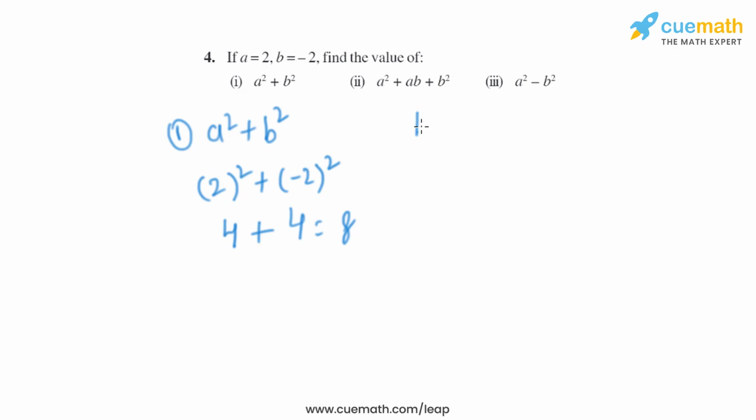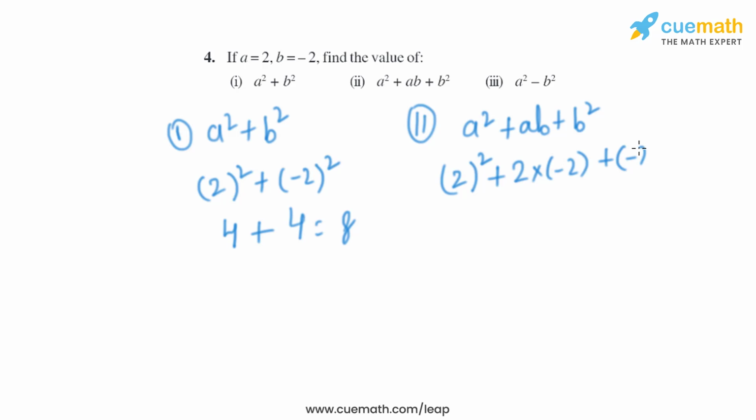Now let's move on to the second part. The expression that is given is a square plus ab plus b square. Now let's put the value. So as we know that a is 2, so it will become 2 square plus a is 2 and b is minus 2, we'll put it, and b square is minus 2 square. And as we know that 2 square is 4, 2 into minus 2 will become minus 4, and minus 2 square is plus 4. So it will become 4.